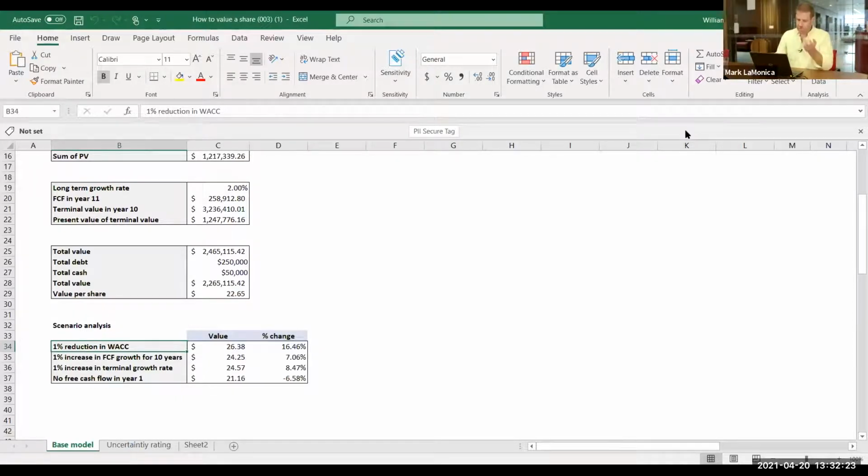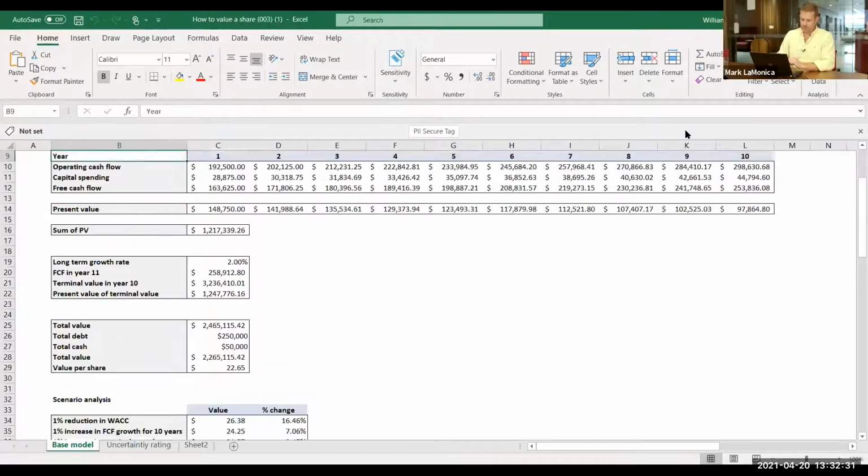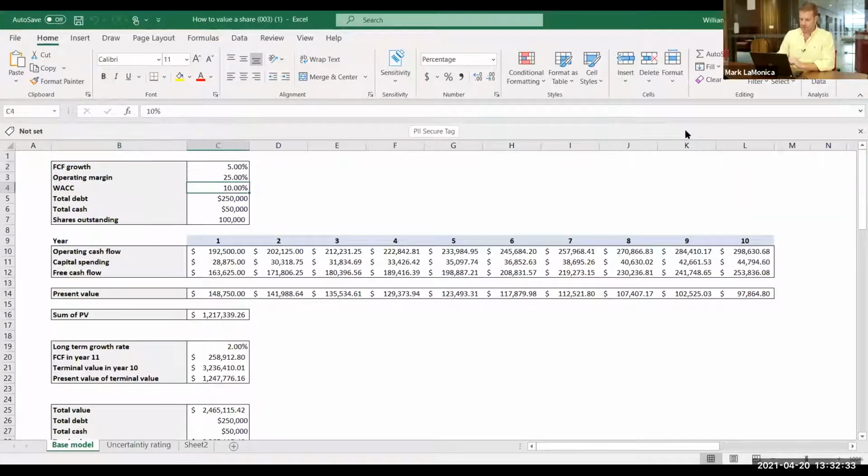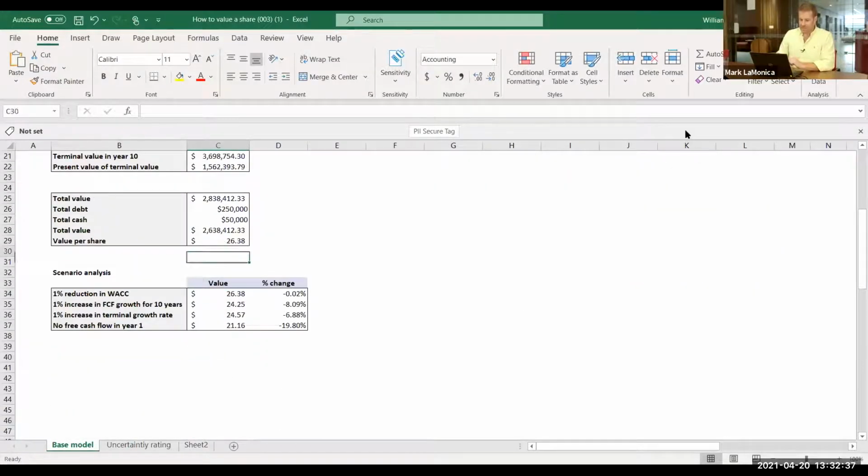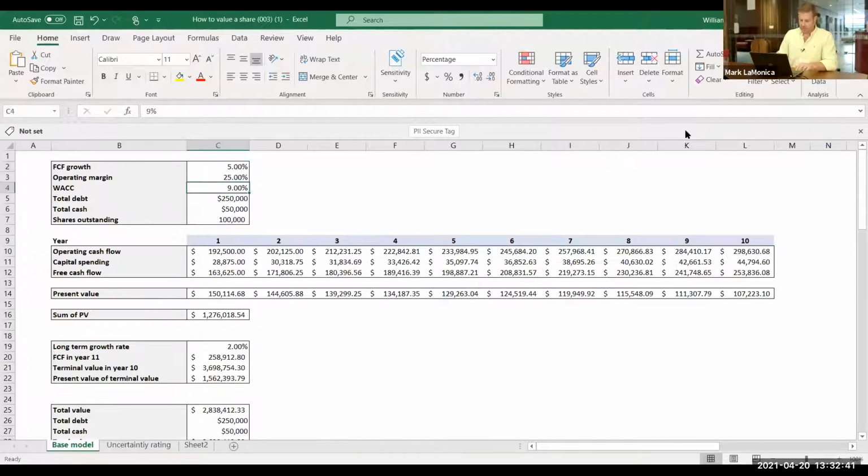And we'll start with the weighted average cost of capital. If I reduce that by 1%, so if I go from 10% to 9%, very simply, I can go up there and adjust this. So if I go to 9%, this thing has changed to 26.38. Now it threw off all my formulas, so I'm going to go up there and change it again. But that's basically what I did.